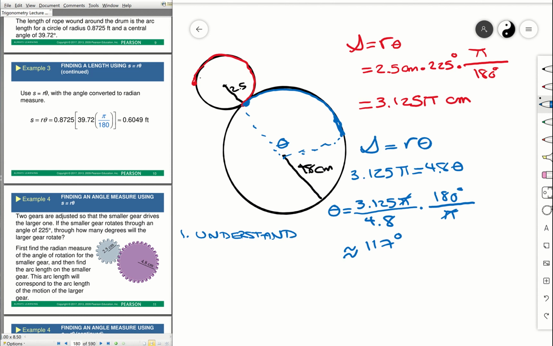Now, that is easier said than done, but what it entails is the most important step of all, because sometimes you can read a word problem one time and know exactly what they're asking for. Sometimes you may have to read it a few times.